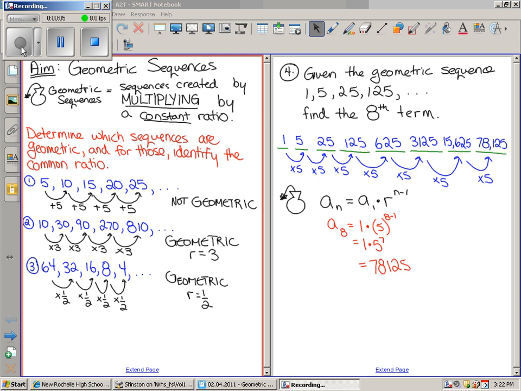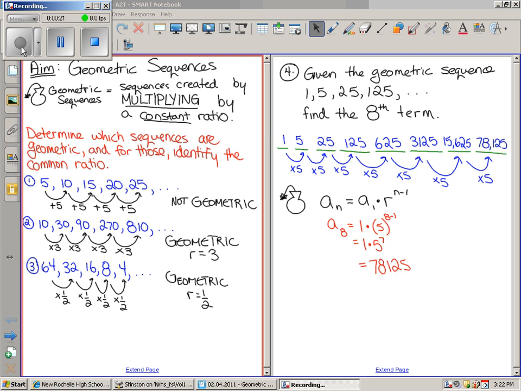Today our topic of discussion is geometric sequences, and normally we do the discussion as a class, but I forgot to record, so I'm just going to go through the notes and talk you through what it is that we did today. So our discussion was geometric sequences.